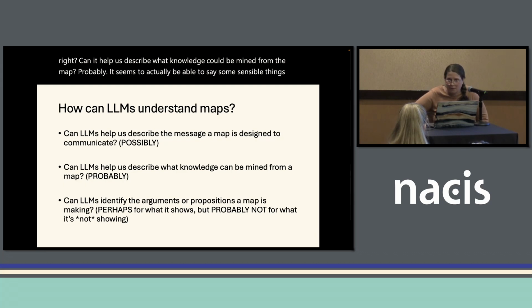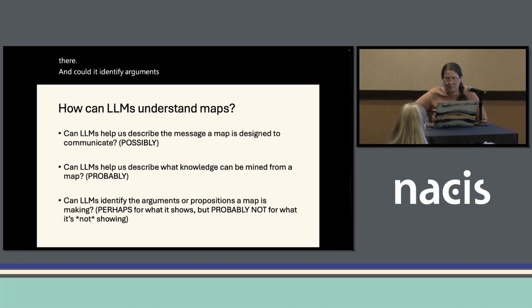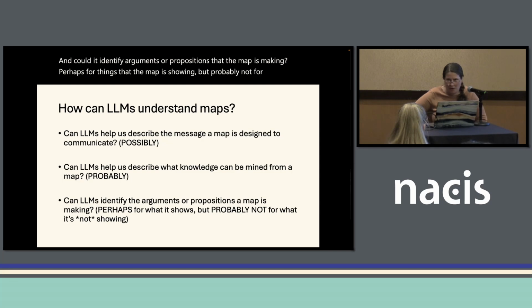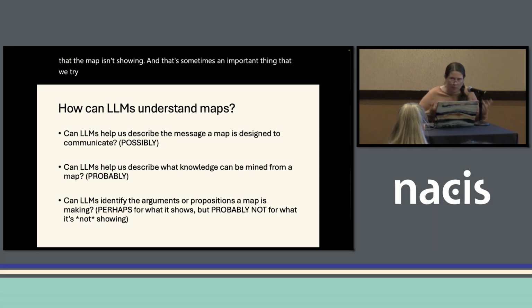And could it identify arguments or propositions that the map is making? Perhaps for things that the map is showing, but probably not for things that the map isn't showing. And that's sometimes an important thing that we try and notice when we're applying a critical approach. So it would probably fail miserably at doing that.